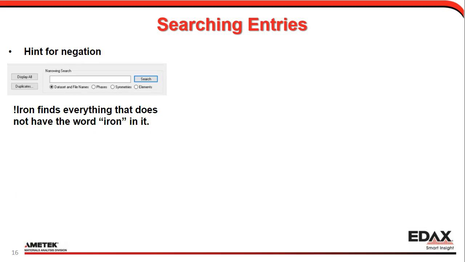There's one other little trick. You can use an exclamation point. So if you do exclamation point iron, it finds everything that does not have the word iron. Just a little hint there on that dialog box.